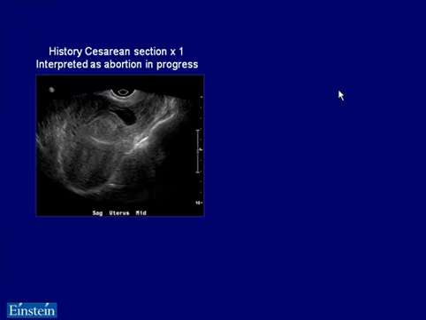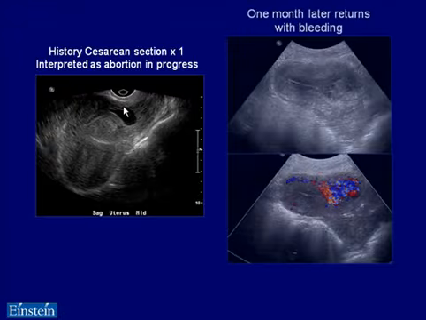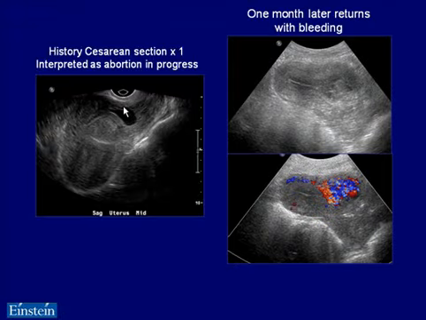This patient, who had one prior cesarean section, came to us with an early pregnancy and bleeding. These images were interpreted by the physician doing the study with the sonographer as an abortion in progress. Here's the gestational sac low in the uterus. The patient passed the sac and the bleeding stopped. Unfortunately, she returned 1 month later with recurrent bleeding.